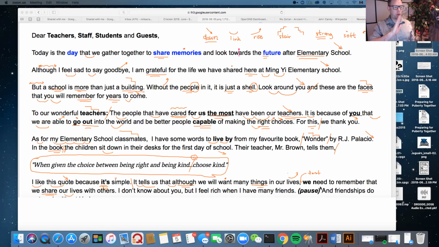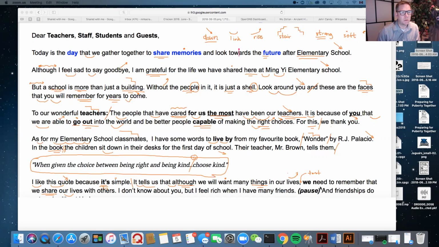No moving, no bouncing. Dear teachers, staff, students, and guests. Go ahead. Slow down. Again. Dear teachers, staff, students, and guests. Good.